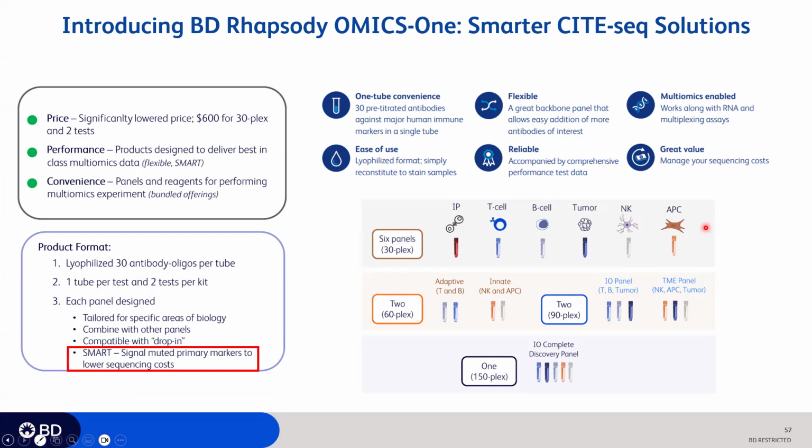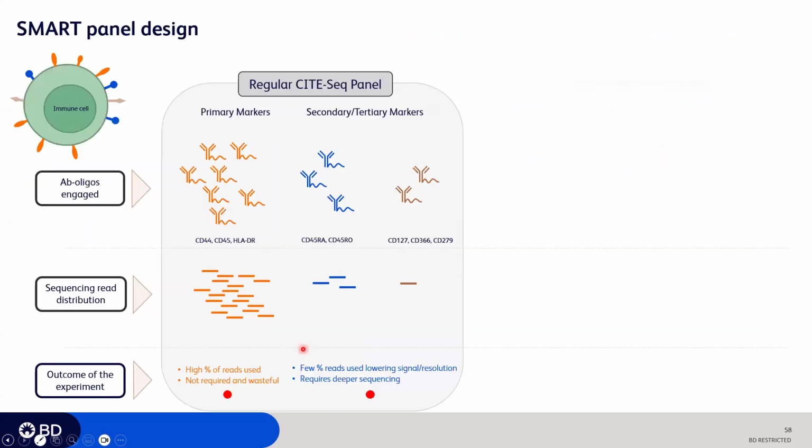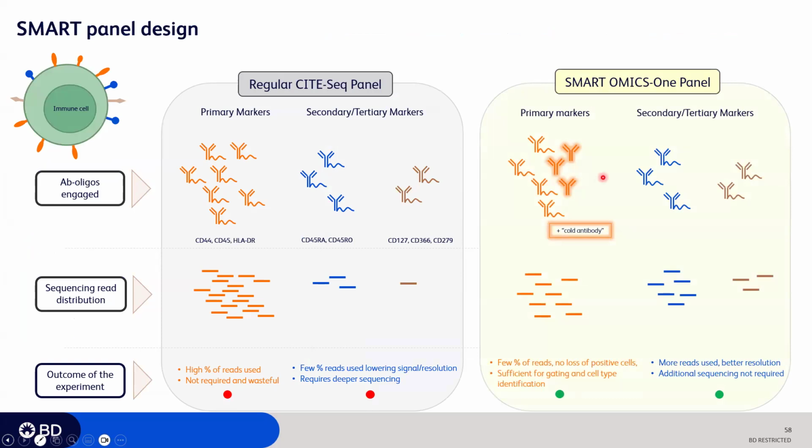We also have introduced our SmartSeq technology with these panels. Effectively, what we've done is for primary markers or lineage markers, we introduce what we call cold antibodies. These are antibodies that do not have an oligo. And it does a bit of signal muting for some of these really highly expressed lineage markers. And it allows more of your sequencing reads to be allocated to some of your more rare or lower expressed markers. Thus, you don't need to sequence this assay as deeply as other SCIC assays.